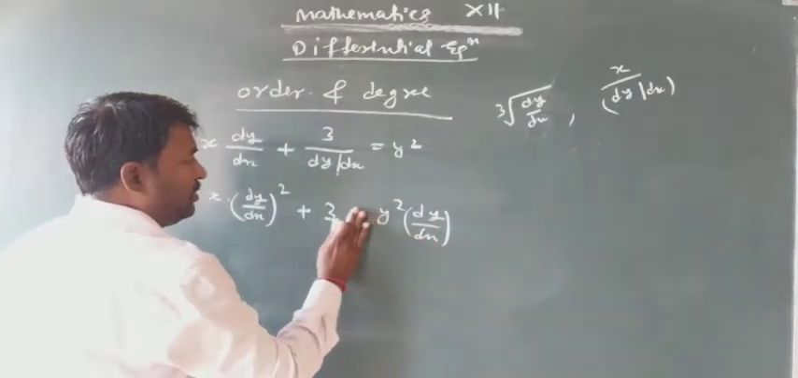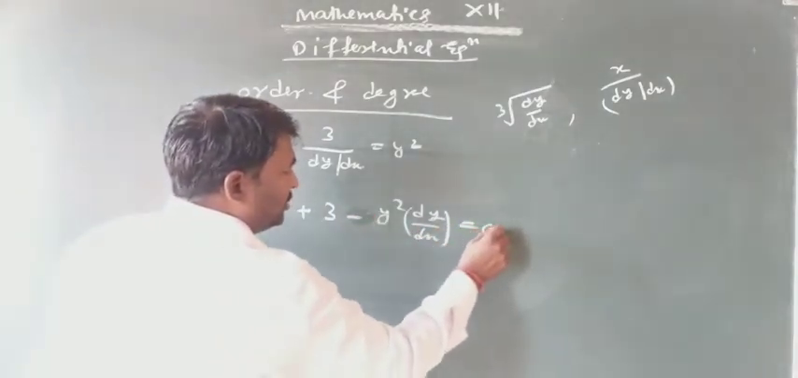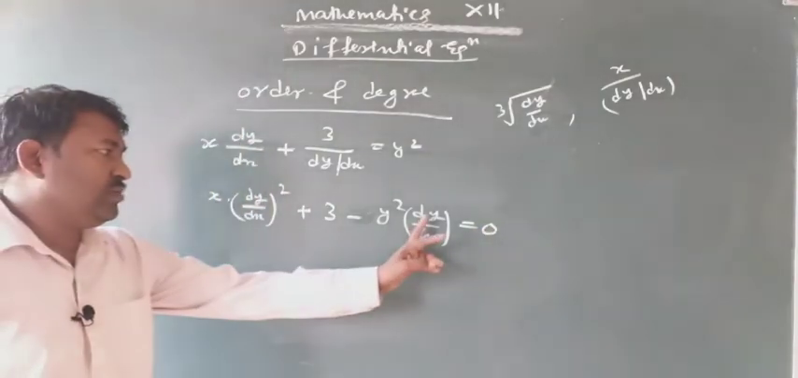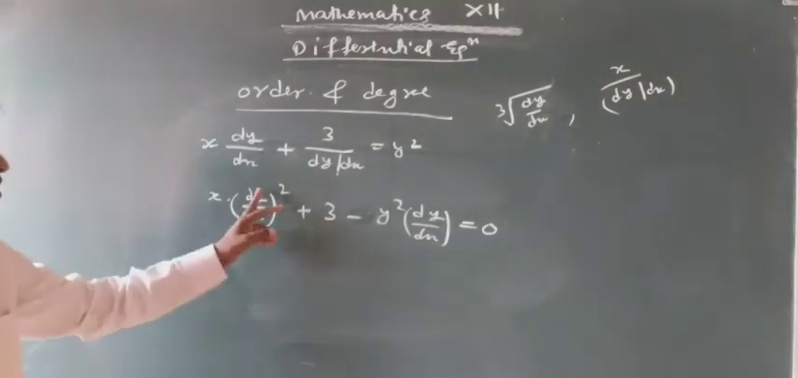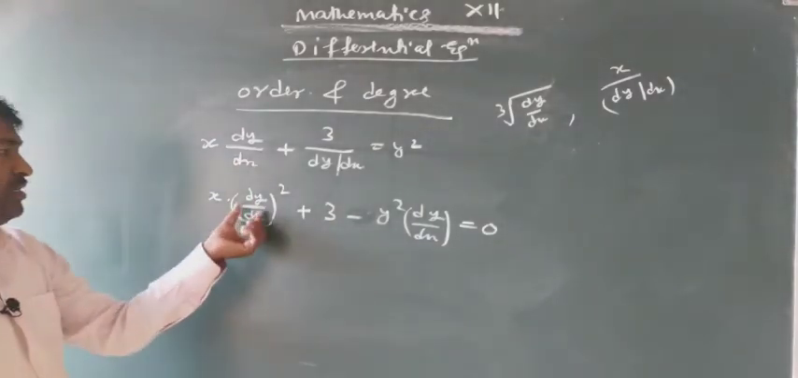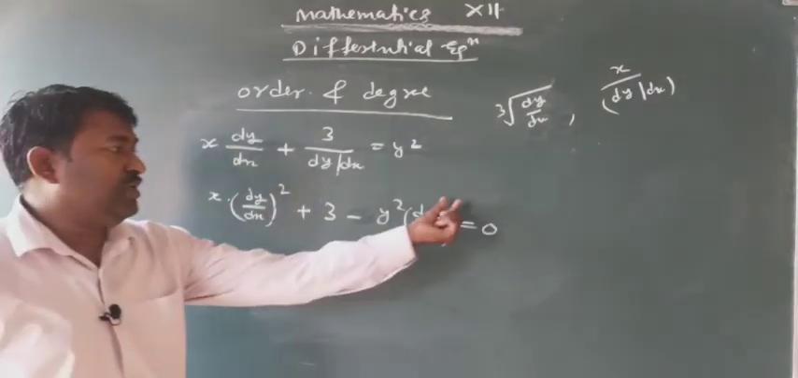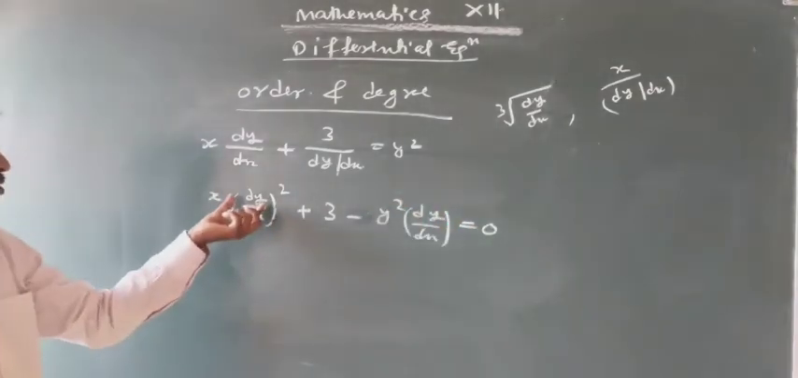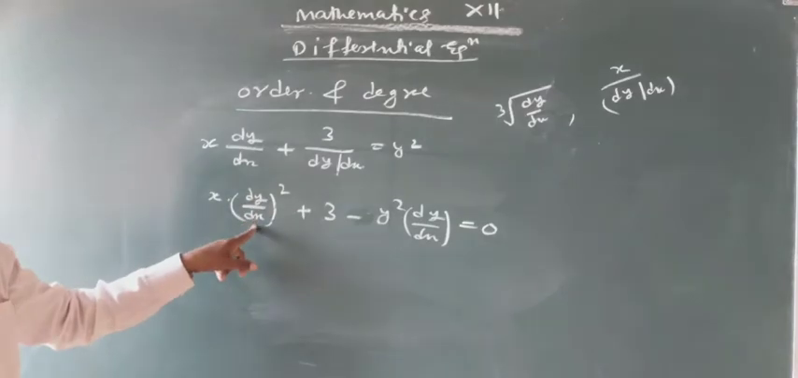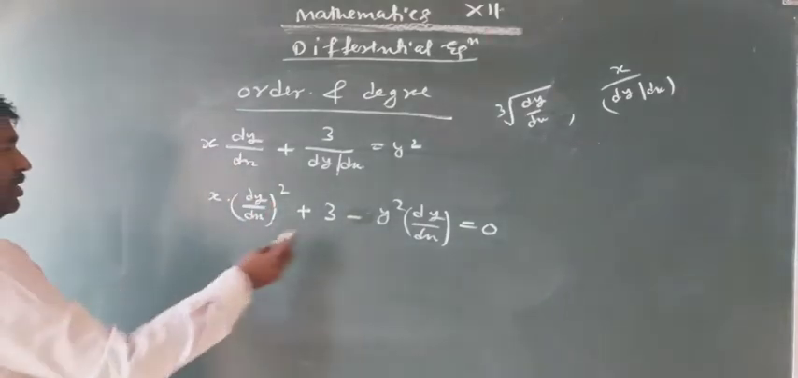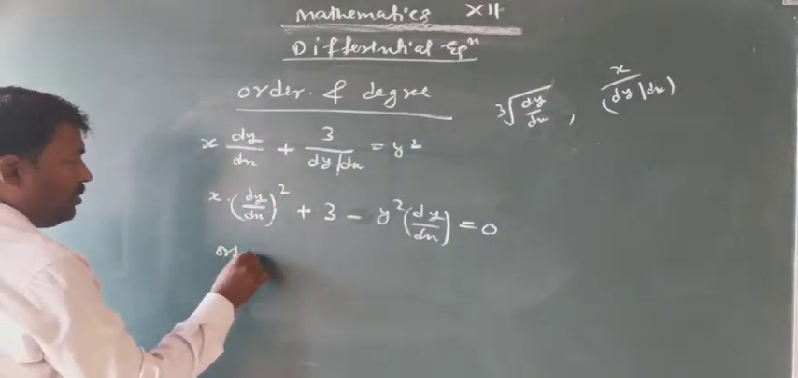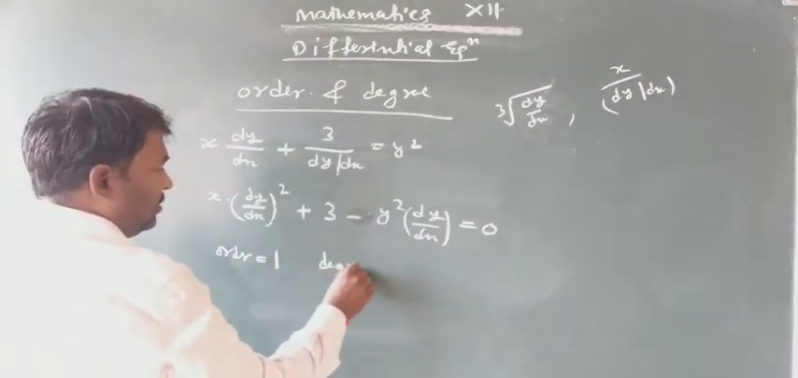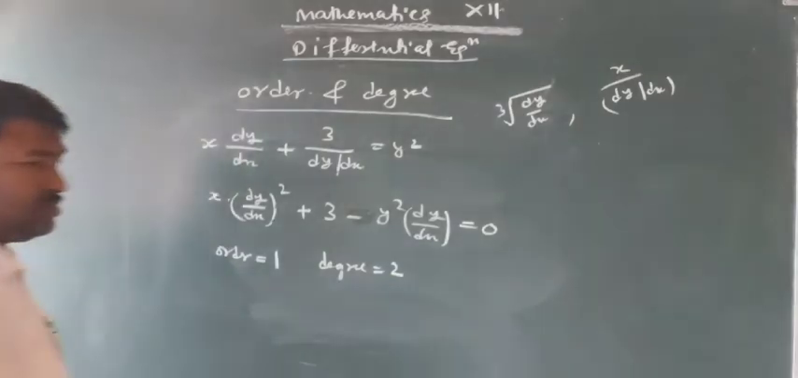Now, if you bring it to the left side, the right side will become 0. Now see, here is the first order derivative dy by dx and here also dy by dx, but here its power is 2, and there its power is 1. Okay, here the highest derivative is the first order derivative dy by dx, so its order is equal to 1, but degree will be equal to what? 2.